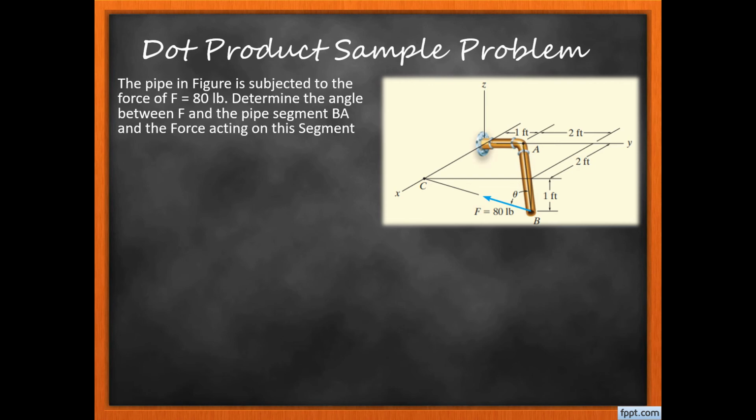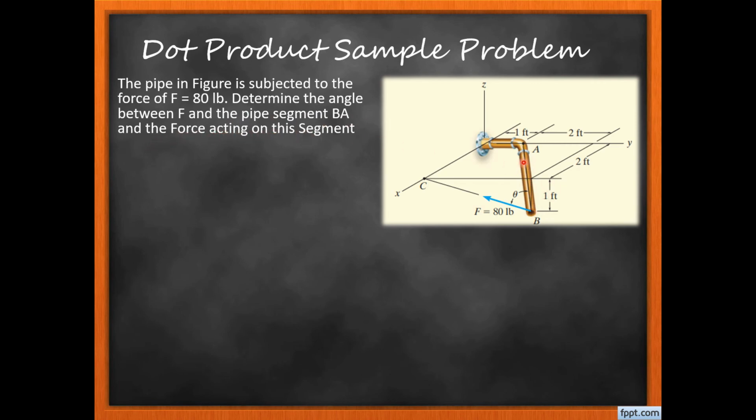Okay, so another example tayo. Sabi rito, the pipe in the figure is subjected to force of 800 pounds. Determine the angle between F and the pipe segment BA. So, angle between F, this one, at yung ating pipe na BA. So, kunin natin yung theta, and the pipe segment BA and the force acting in this segment.